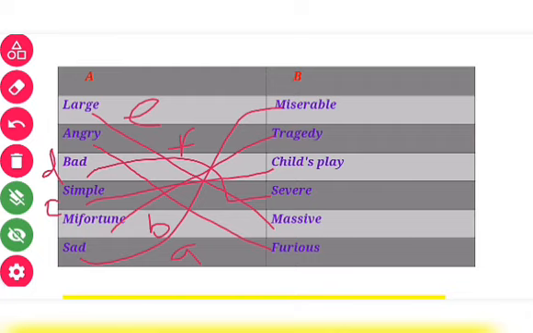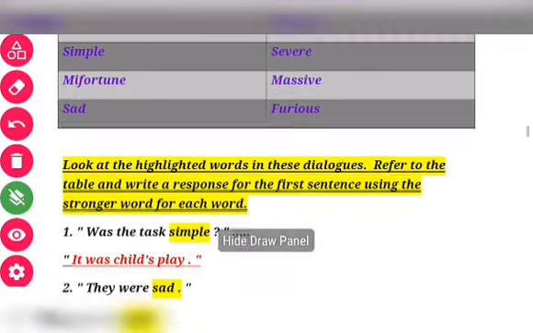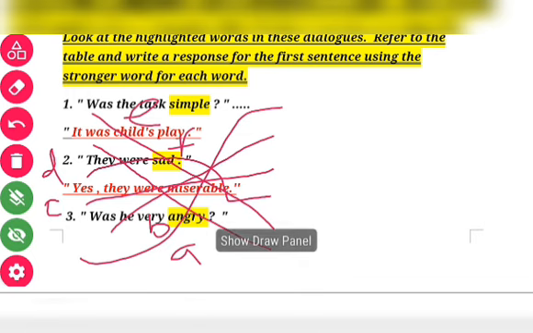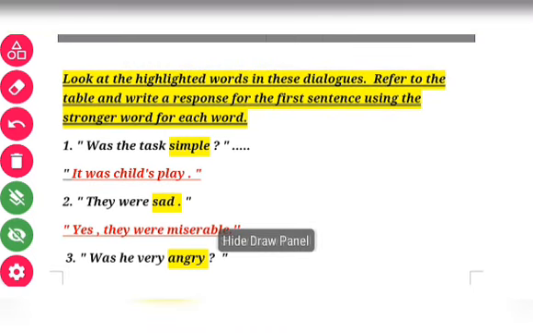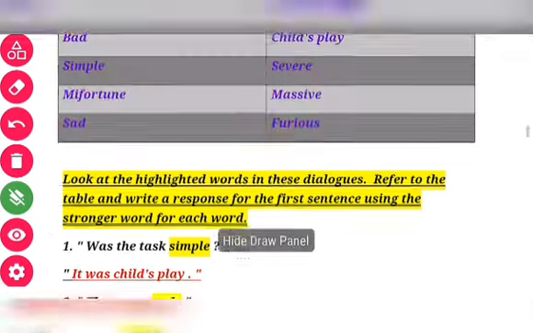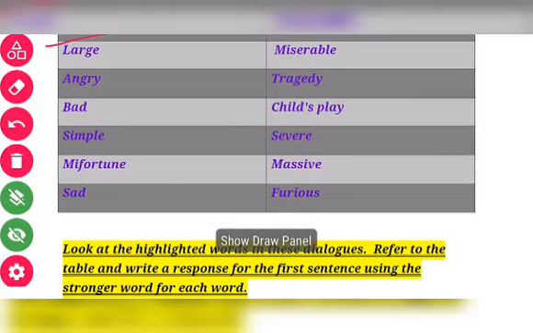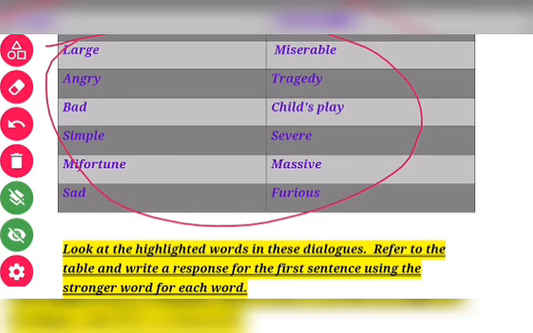Okay, now the last exercise, on the basis of the same exercise we will move forward. See, it's talking about: look at the highlighted words in these dialogues and refer to the table and write a response to the first sentence using the strong word for it. So students, what we have just done here, on the basis of that you have to use a strong word. These are the strong words that you have to use in the next exercise.